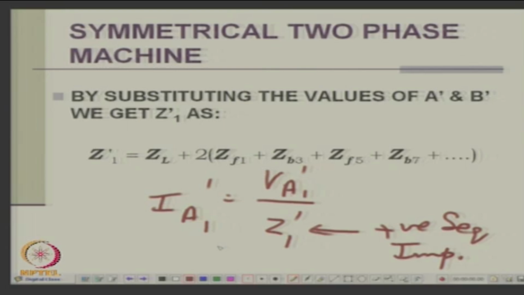Okay. And Z1 dash will be, now in this case on simplification you will have ZL plus twice ZF1 plus ZB3 plus ZB5 plus ZB7. This will be positive sequence now. Okay. But is it the same as under a 3 phase system? So you find a new arrangement now.